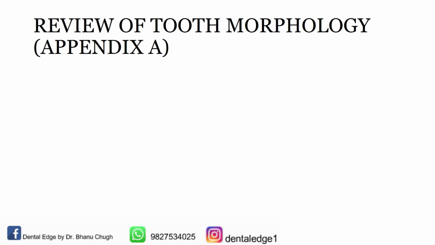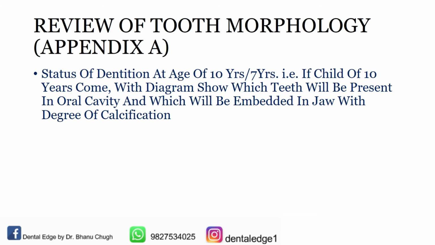Now there is one more part included, that is at the end, appendix A, that is review of tooth morphology. Since after reading the complete course you will be knowing the chronology of different teeth and at what age which teeth are present, which are getting calcified, you can sometimes be asked a question like write about the status of dentition at the age of 10 years or 7 years, that is, if a child of 10 years comes, with a diagram show which teeth will be present in the oral cavity and which will be embedded in the jaw with degree of calcification. Such questions can be asked sometimes, and for this check appendix A.